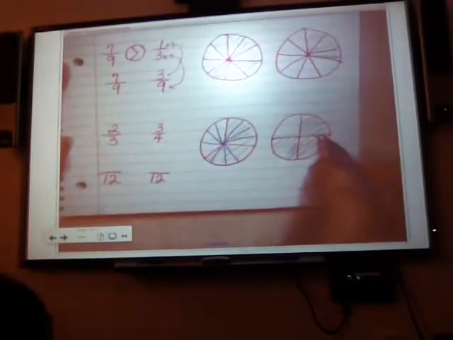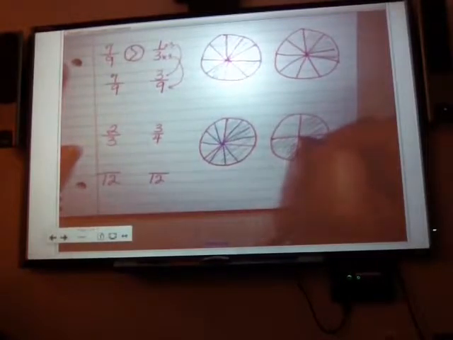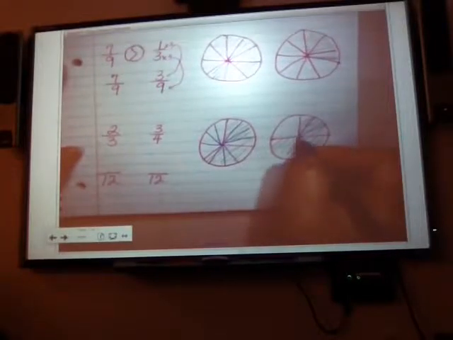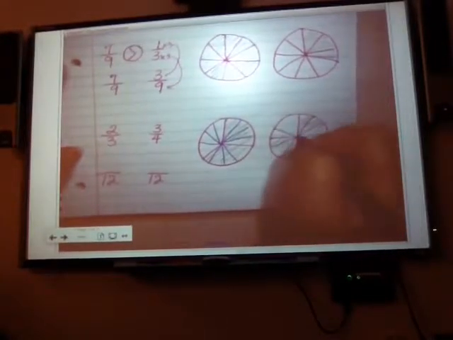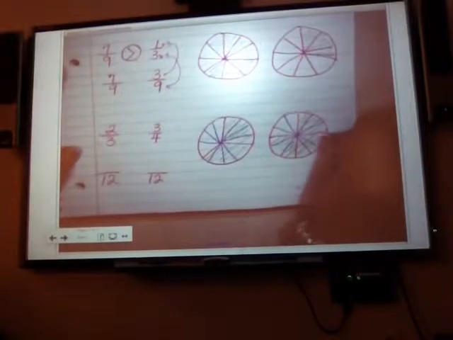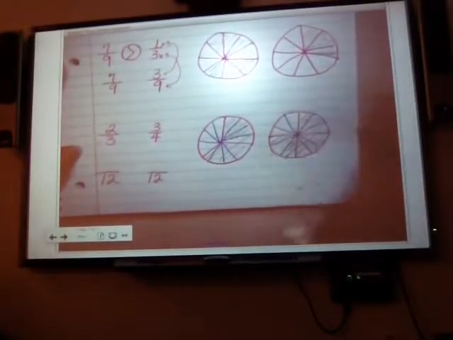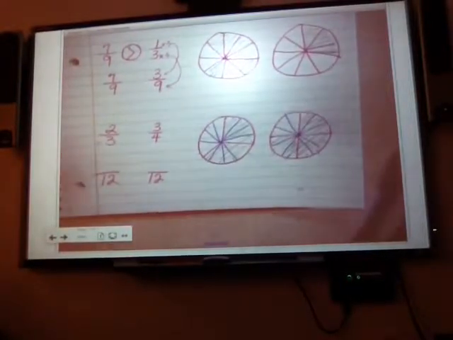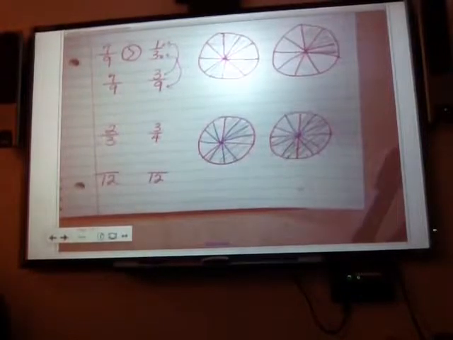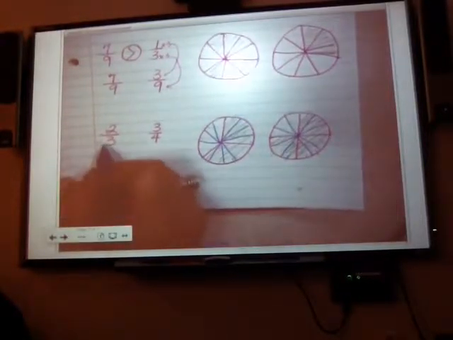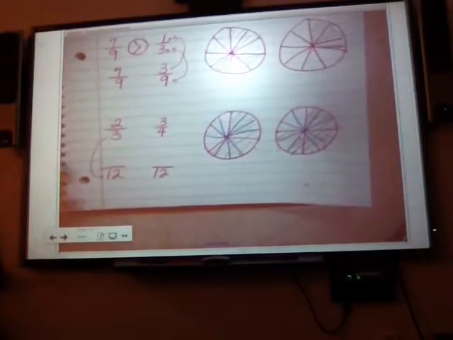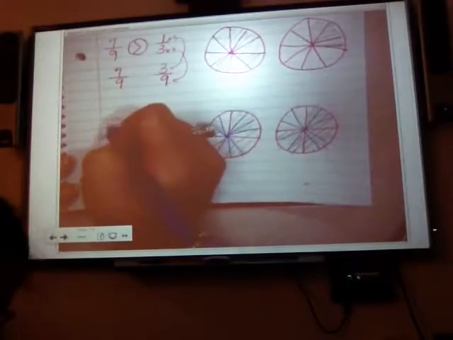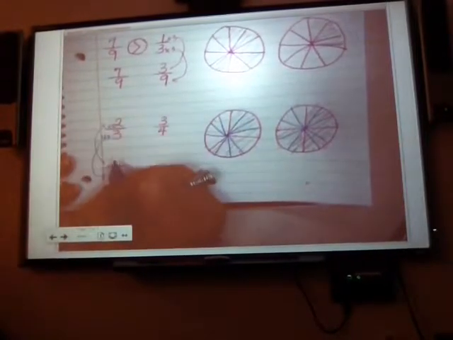And what would I separate each of my fourths into? How many times? 3. Or 2 lines. So now this one has 1, 2, 3, 4, 5, 6, 7, 8, 9, 10, 11, 12. Now am I comparing apples to apples? Comparing the same numbers. So what did I do to get from my 3 to my 12, ladies and gentlemen? 4. Good. Times 4. Whatever you do to the bottom, you do to the top. Therefore, 4 times 2 is 8.